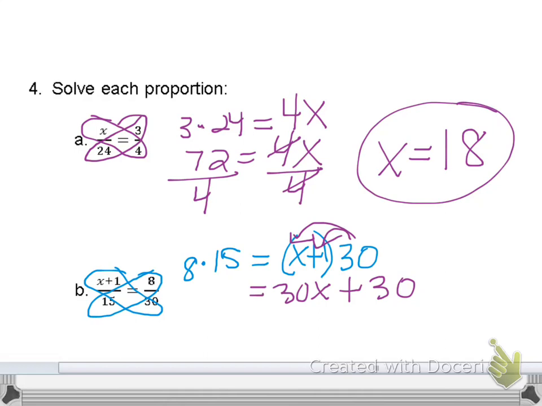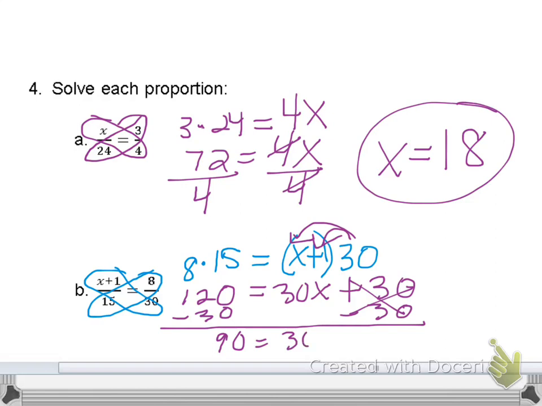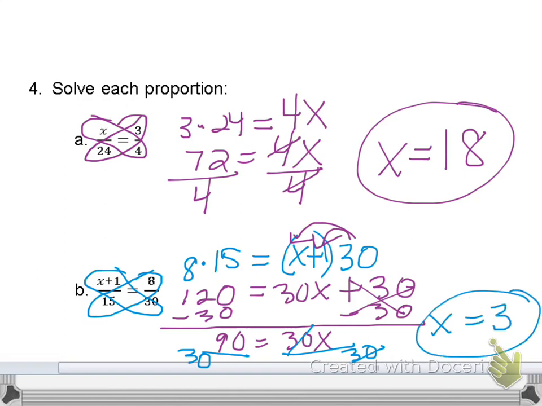And on the other side, 8 times 15 equals 120. And now we can solve. So we would subtract 30 on each side, use inverse operations to get 90 equals 30x. I'm running out of space here. And then we would divide by 30, which is the inverse operation. And cancel out the 30s and have x equals 90 divided by 30, which is 3. And that's the final answer there.